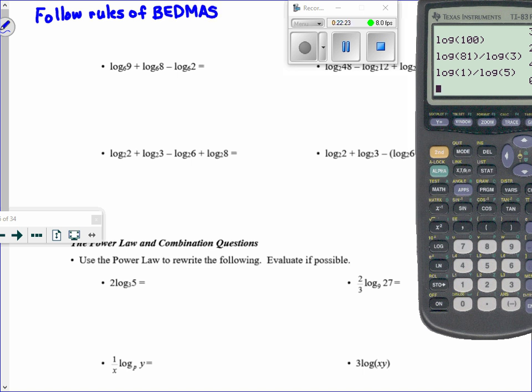So what that means is if there are products or quotients, you would do them first. Well, if there were exponents, you would do them even first. And then multiplication and division, and then addition and subtraction, okay? And working from left to right.